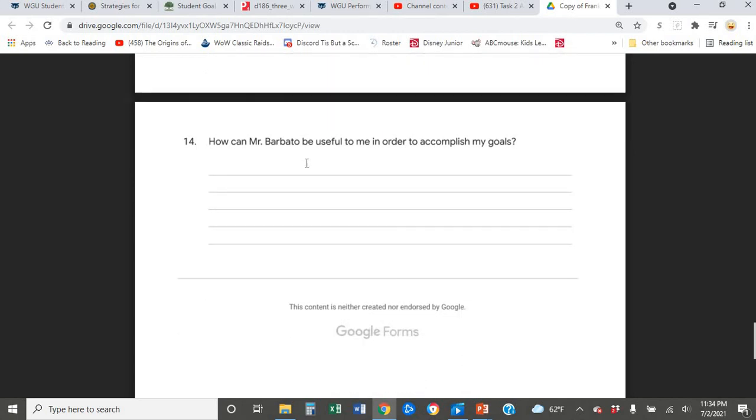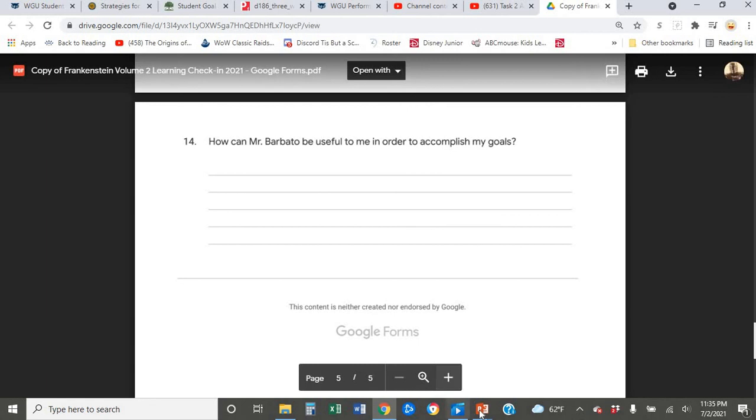So last question here, how can Mr. Barbado be more useful to me to accomplish my goals? Again, that's a growth mindset question because it forces students to think about, am I getting the most out of all the resources that are available to me? If I'm struggling with something, what can I do to use my teacher to help me in that capacity?